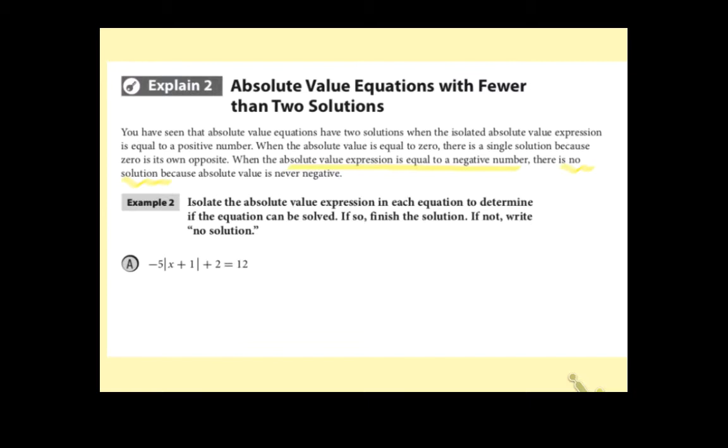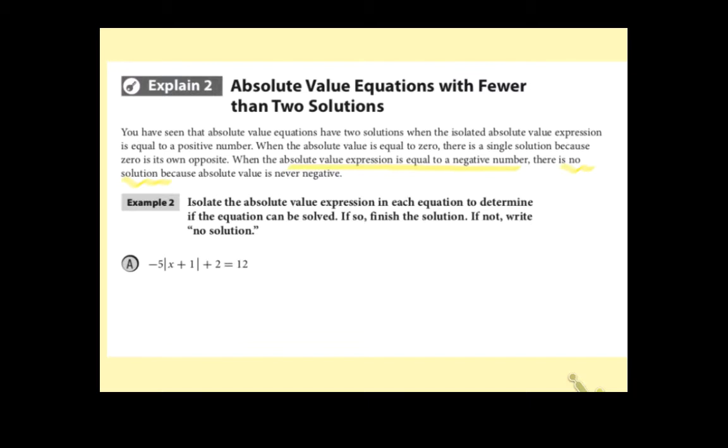So what we're going to do is go ahead and take a look at example 2, which asks us to isolate the absolute value expression in each equation to determine if the equation can be solved. If so, finish the solution. And if not, then instead write no solutions.